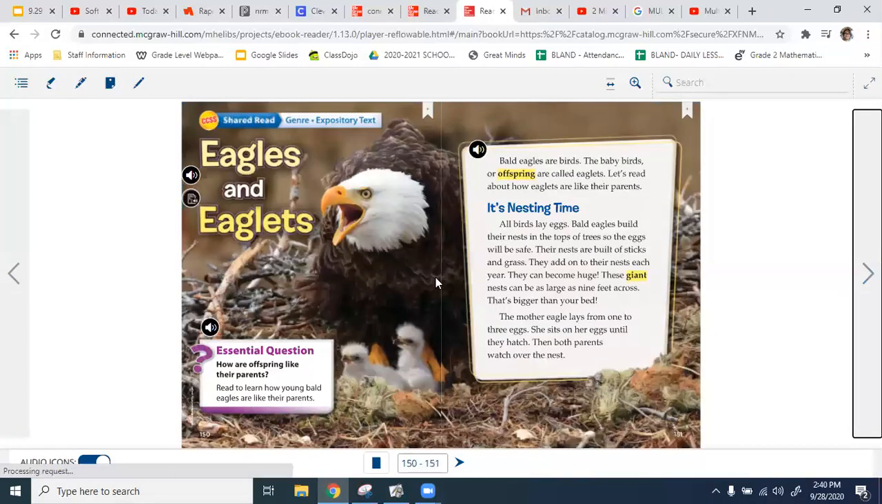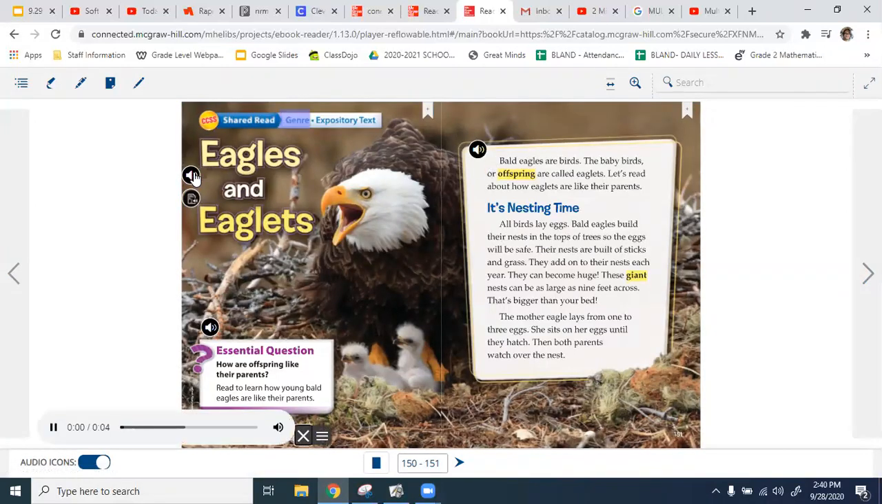So let's get started. Here we go. Genre: expository text, Eagles and Eaglets. Remember we talked about expository text means that from our story, we're going to learn something. There's a lesson to be learned, but it's not just any kind of lesson. It's informational. We are learning something that's going to inform us. It's going to make our brain muscles larger. We are learning something from what we're reading. So we're excited about learning something.